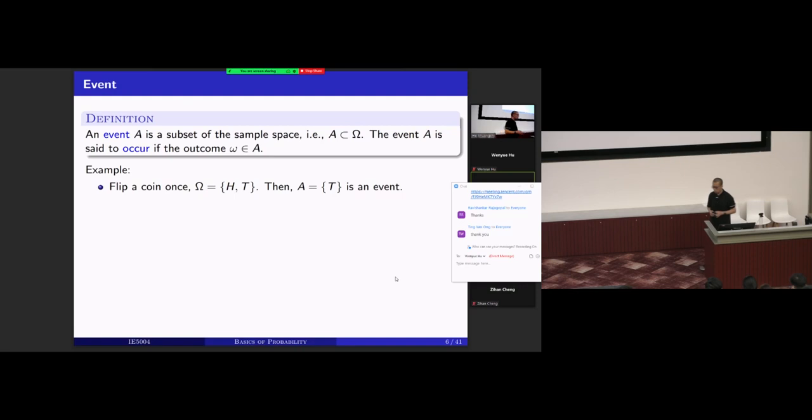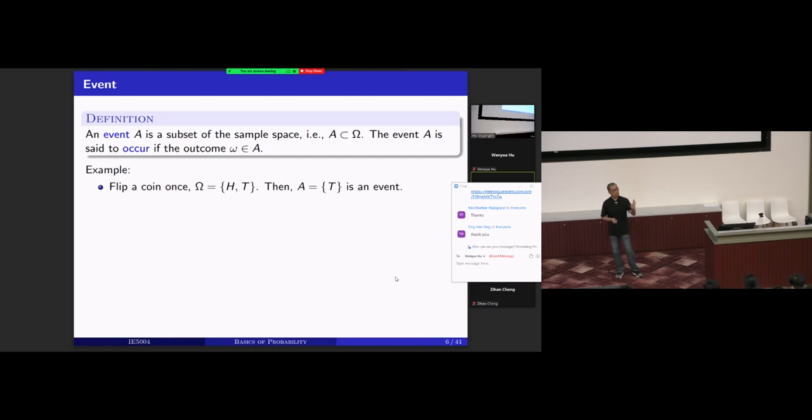So then another notion is called event. Recall that we just said we define probability over a set of outcomes, right? The set of outcomes is called an event. In probability theory, when we talk about an event, it means a set of outcomes. So in other words, it's just a subset of the sample space. So we only define probability for events. We no longer define probability for all outcomes, right?